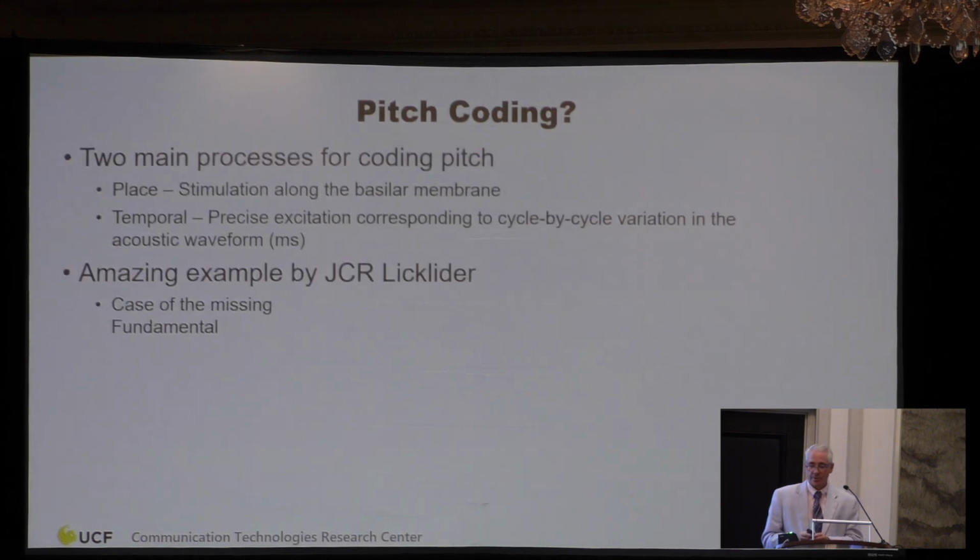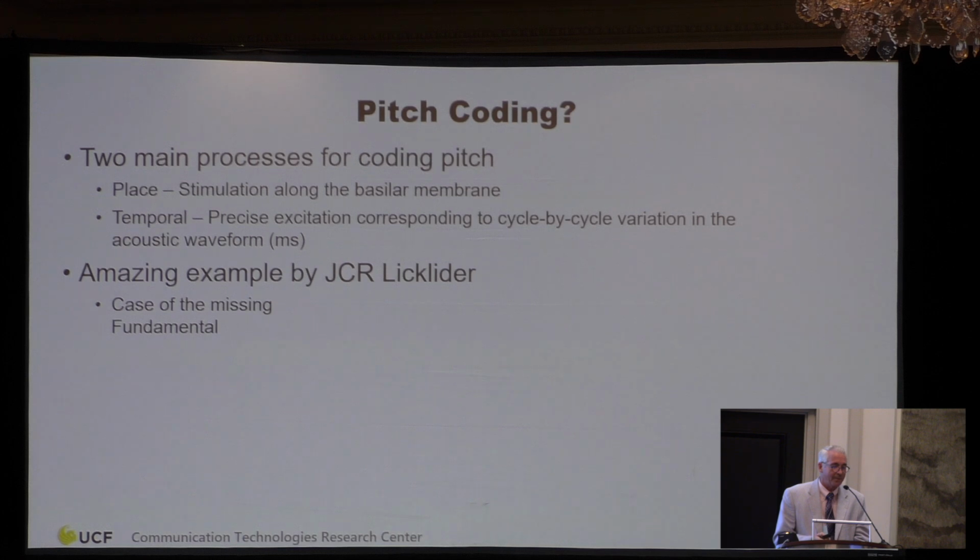Pitch coding is pretty interesting. There are 2 main ways we code pitch by the auditory system. One is the place of stimulation on the basilar membrane, and that makes a lot of sense. We saw that high frequencies were towards the basal end, the left side of our unraveled cochlea, and the low frequencies were towards the right side of that cochlea. So place of stimulation maps to the neurons that connect to those hair cells and is one way to code pitch.